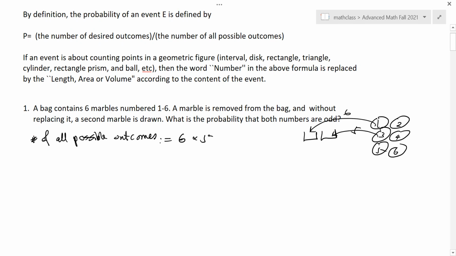We're just trying to figure out how many possible outcomes there are. It involves 2 steps. Step 1 has 6 choices. Step 2 has only 5 choices. The total number of ways to select those 2 numbers and put them in a row is the product of the numbers of choices in each step.